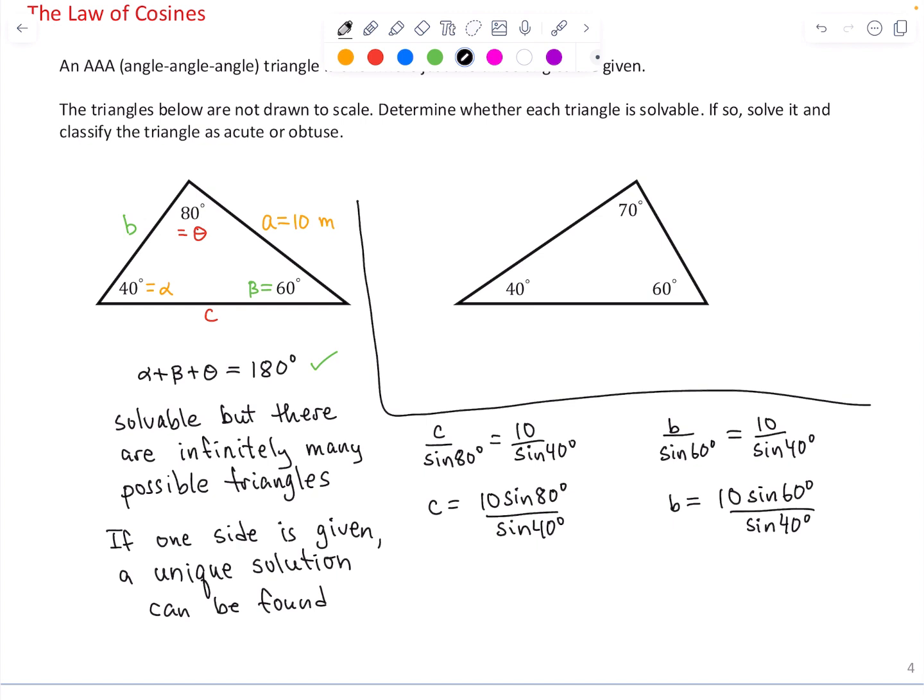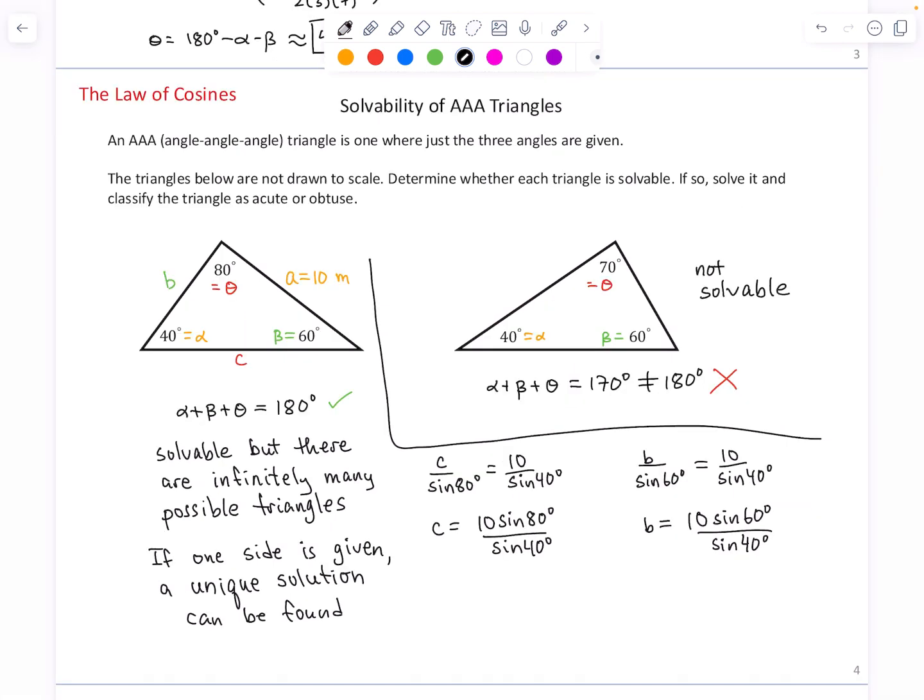Now look at this next triangle. In this case, alpha plus beta plus theta is equal to 170 degrees, not 180 degrees. So this triangle is not possible, or not solvable. Okay, let's go to the next page.